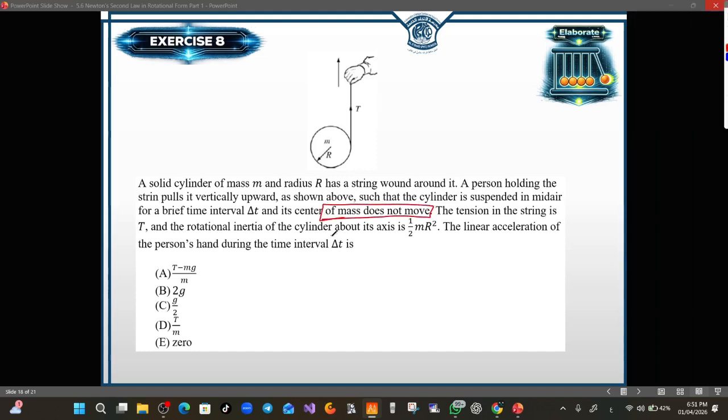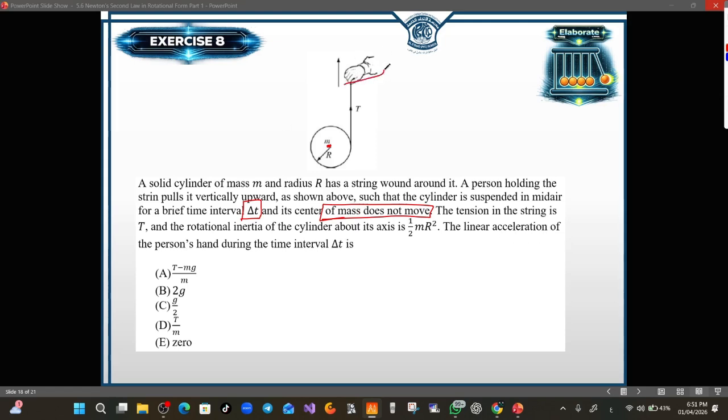We will see later that it allows us to apply the translational equilibrium for this interval of time, since the center of mass of this wheel does not move during this time. The tension in the string is T, and the rotational inertia of the cylinder about its axis is half mr squared. The linear acceleration of the person's hand during the time interval delta t is. So during the stationary translational motion of the mass, we need to find the linear acceleration of the hand.